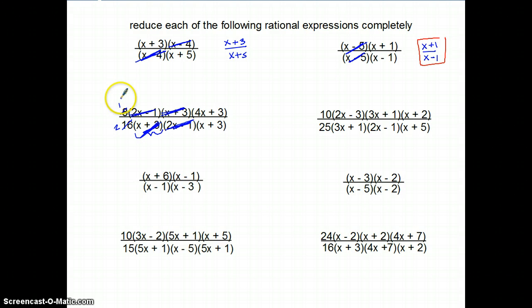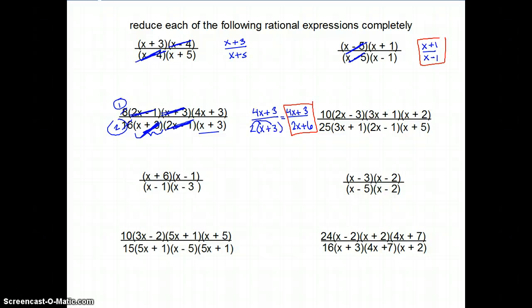So what that leaves me with is a 1 times 4x plus 3 on the top, or just 4x plus 3. And on the bottom, I have a 2 and my other factor of x plus 3. From here, I'm going to distribute my 2 to simplify completely, and I'm left with 4x plus 3 in my numerator, and my denominator, after distributing that 2, is now 2x plus 6. You may not reduce any of the factors any further, so this is the most reduced form of our original expression.